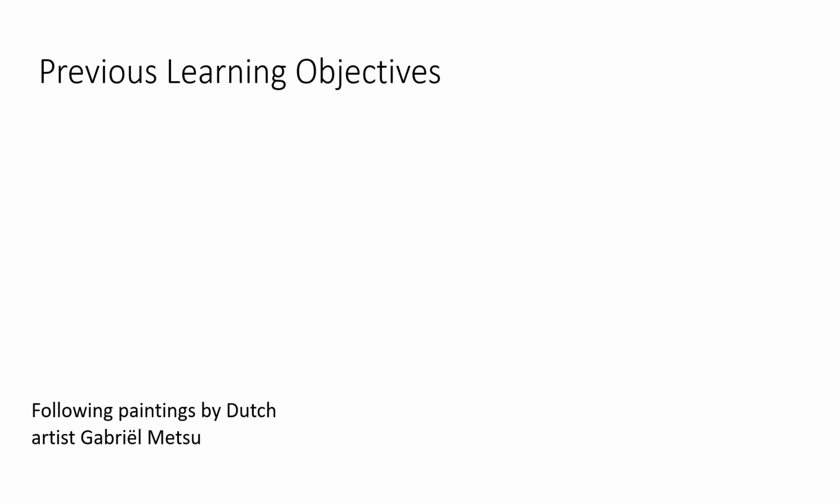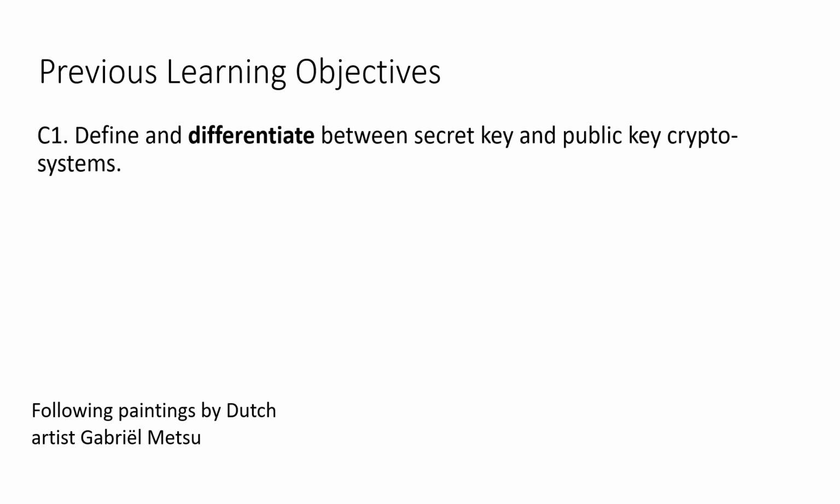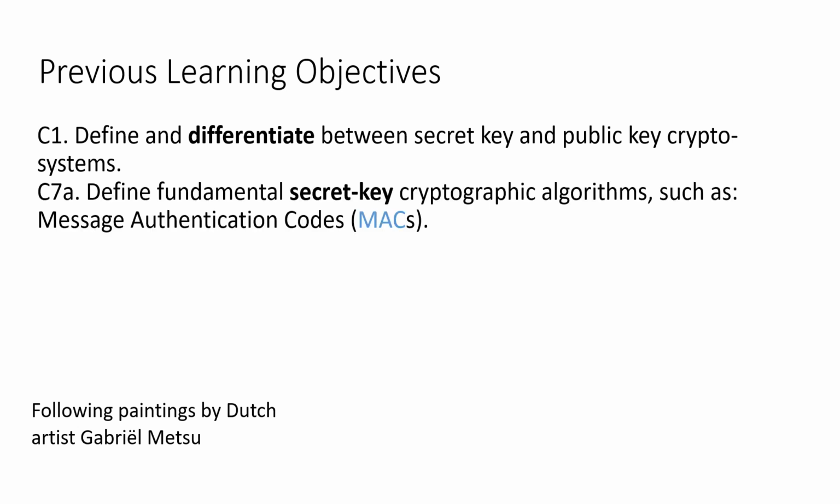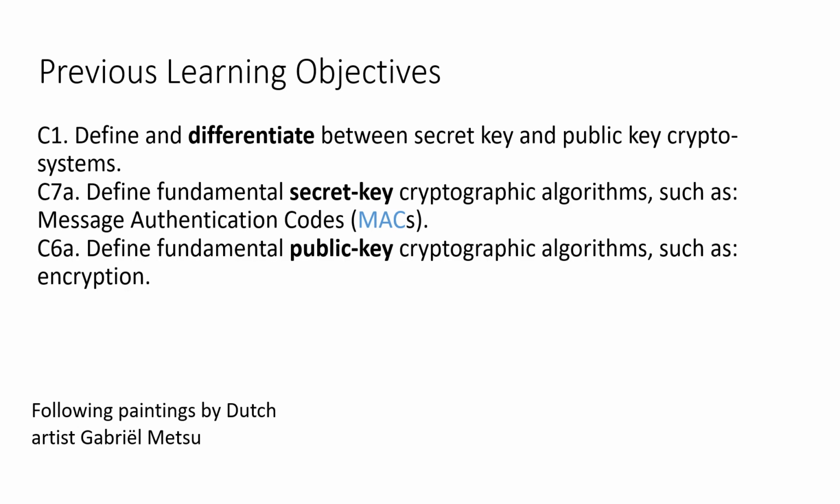Previous learning objectives in this class have been C1: define and differentiate between secret key and public key cryptosystems. C7a: define fundamental secret key cryptographic algorithms such as message authentication codes. C6a: define fundamental public key cryptographic algorithms such as encryption. So one thing that's emphasized here is the ability to differentiate between secret key and public key cryptosystems.